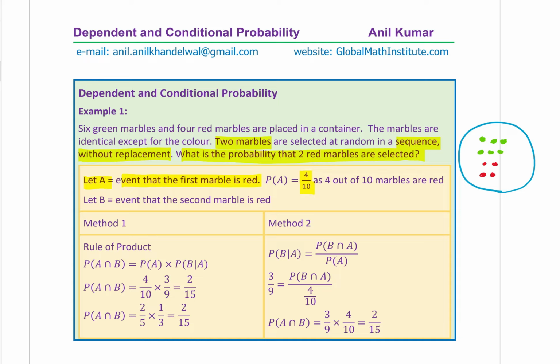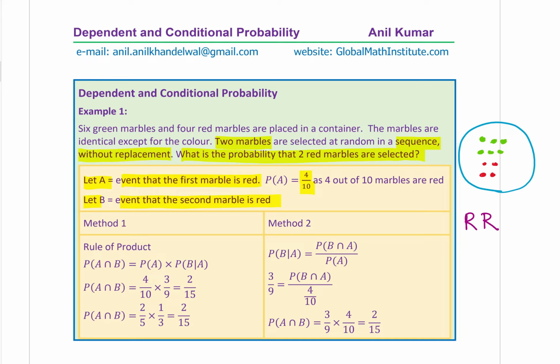Perfect. Now let the event B be the event that the second marble is red. So B's second marble is red. We are not putting a condition there. Second marble is red. That is what we are saying. Now, let's look into the question itself. First, we need to find 2 red marbles, right? So sequentially, we're looking for red followed by red. That is what we are interested in.